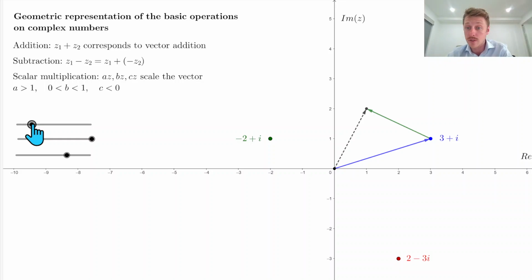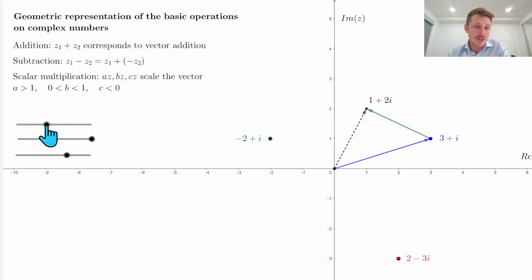I encourage you to pause the video and think about what is the value of this, but hopefully you can see that it has a real component of 1 and an imaginary component of 2. So if we just display that, the real component is 1, 1 plus 2i. So this point in space here is the complex number 1 plus 2i, and it's the addition of negative 2 plus i and 3 plus i. Okay, so hopefully you found that interesting.